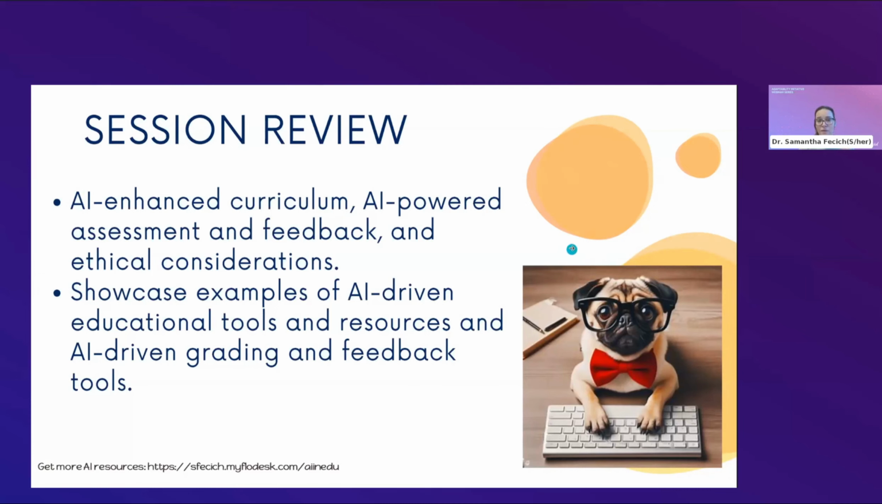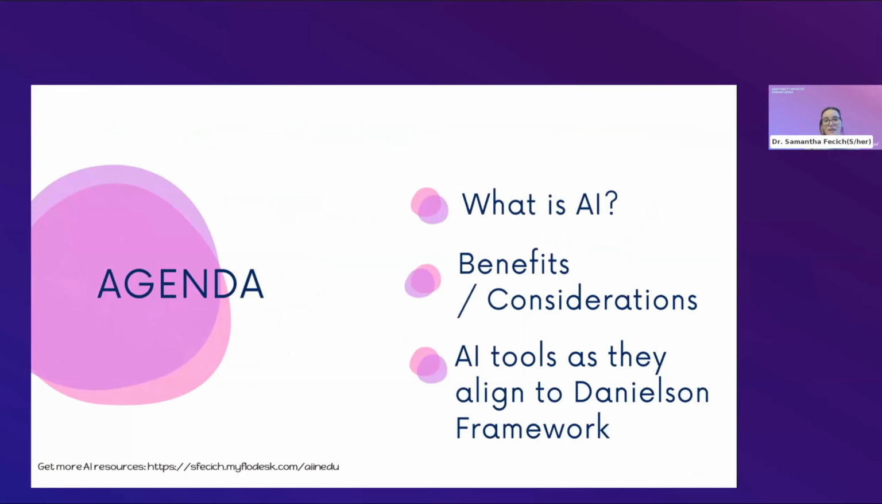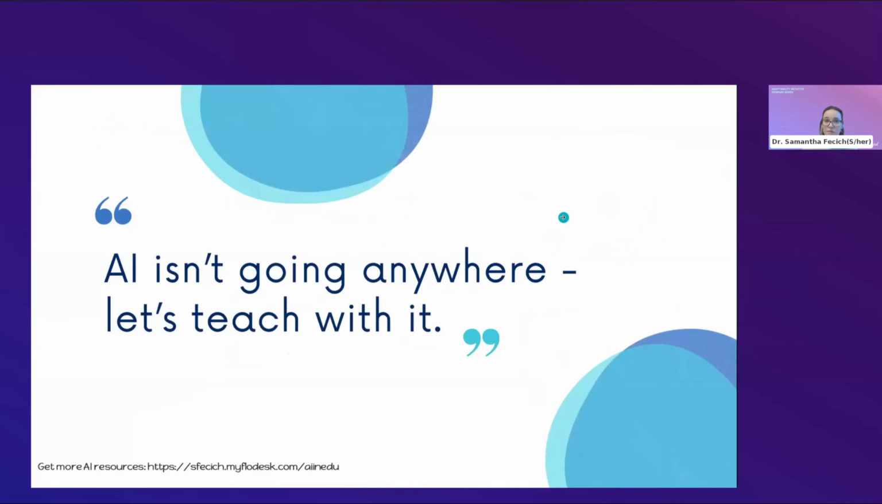So we're going to talk about what it is. We're going to do a very quick overview of what AI is. I'm sure you guys know a lot about it. Then benefits, considerations, things to think about before we start checking out all these bright and shiny tools. We've got to make sure that we're doing it ethically and purposefully. And then we'll look at some AI tools and how they work within the framework.